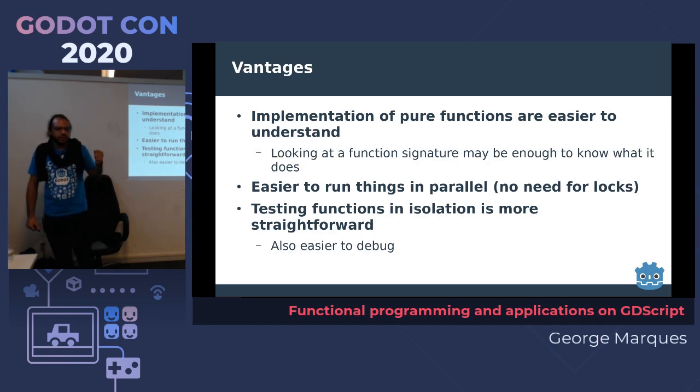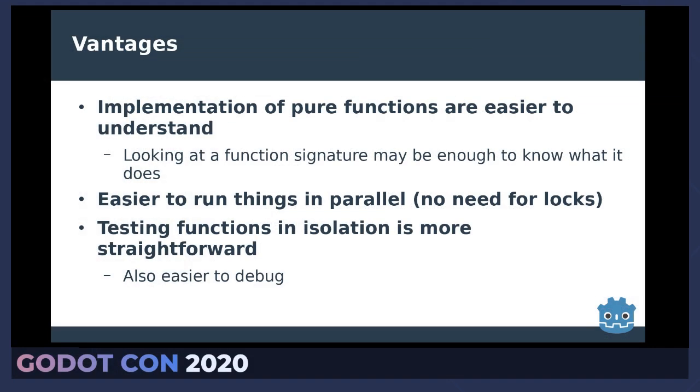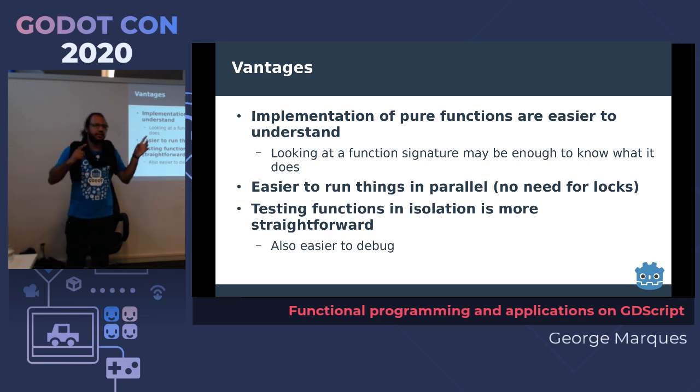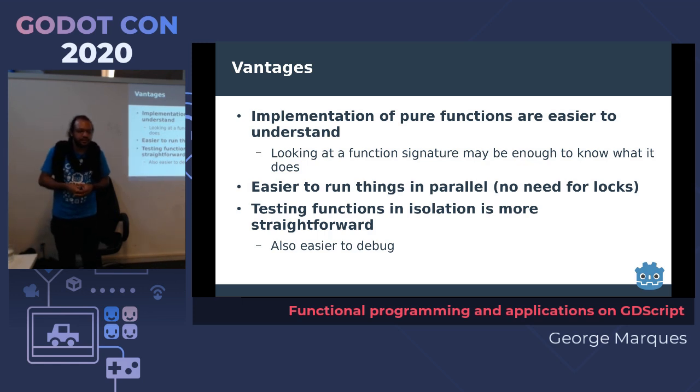So the implementation of a pure function is easier because it does what it needs to do, and that's it. It's kind of easy to see, okay, this does this. It's usually self-contained. It also is easier to run things in parallel because since you don't have side effects, you can just take this function and run it on every thread. And it just works because it's not talking with anything else. You don't need synchronization points or anything like that.